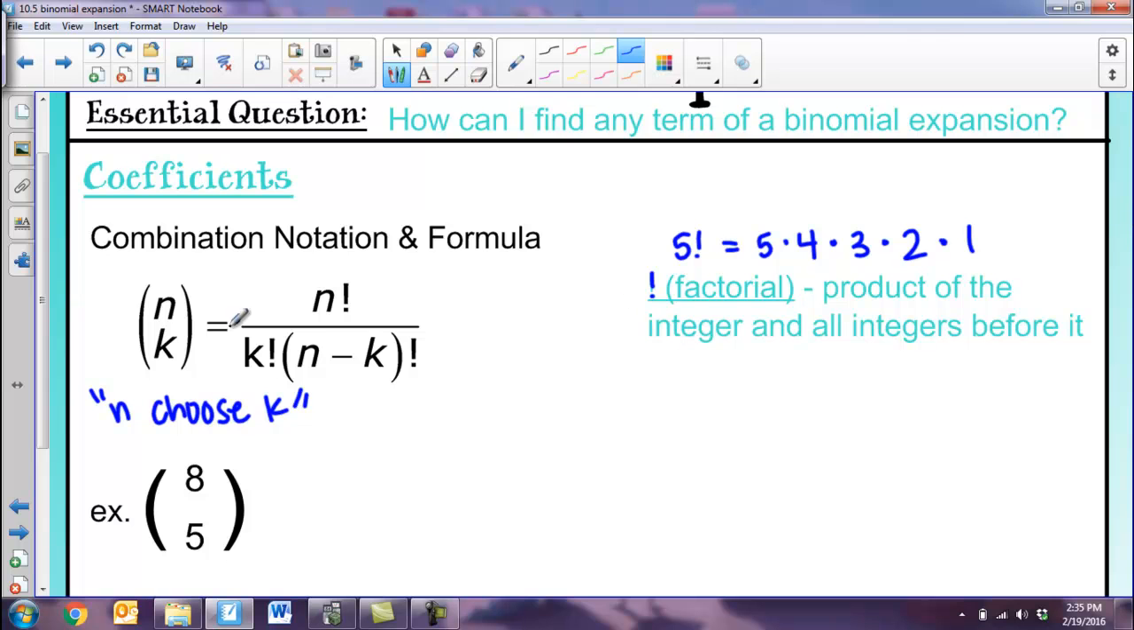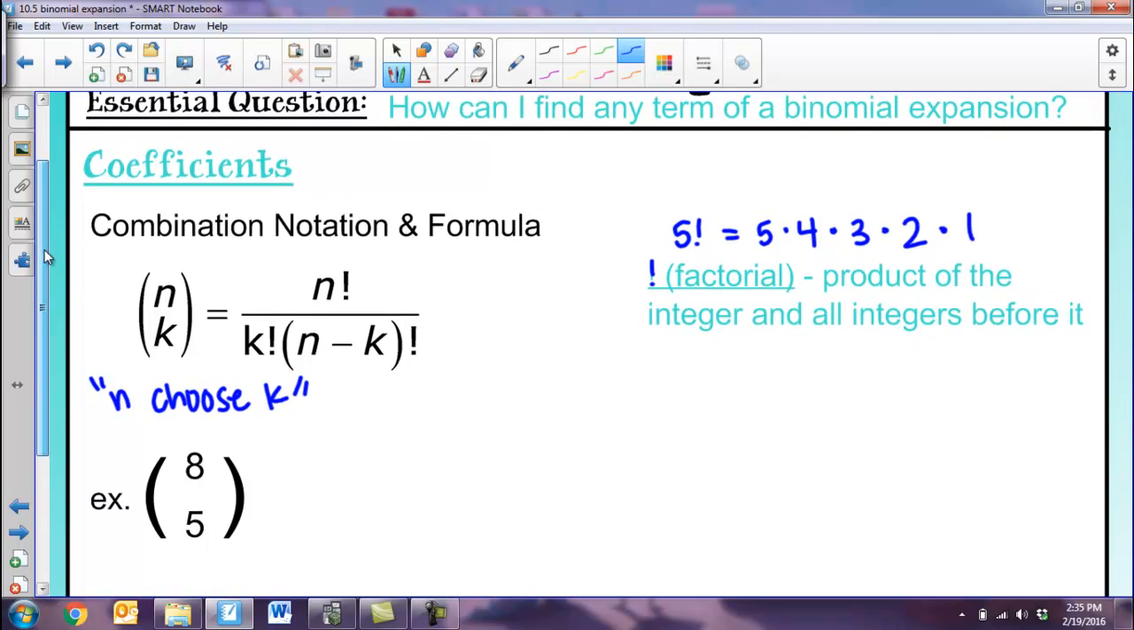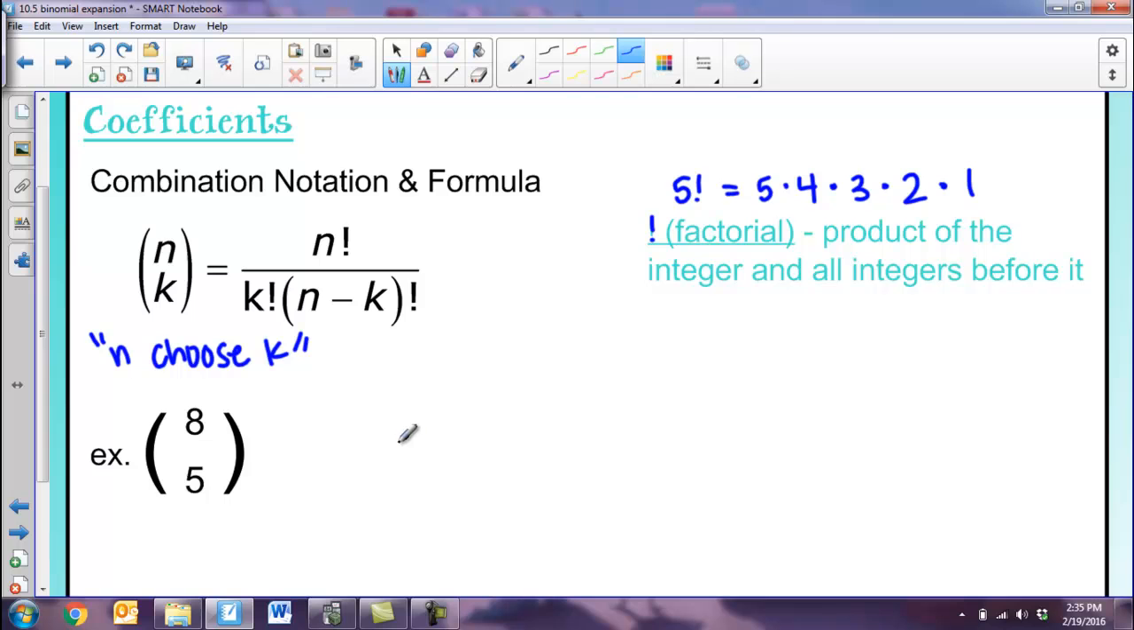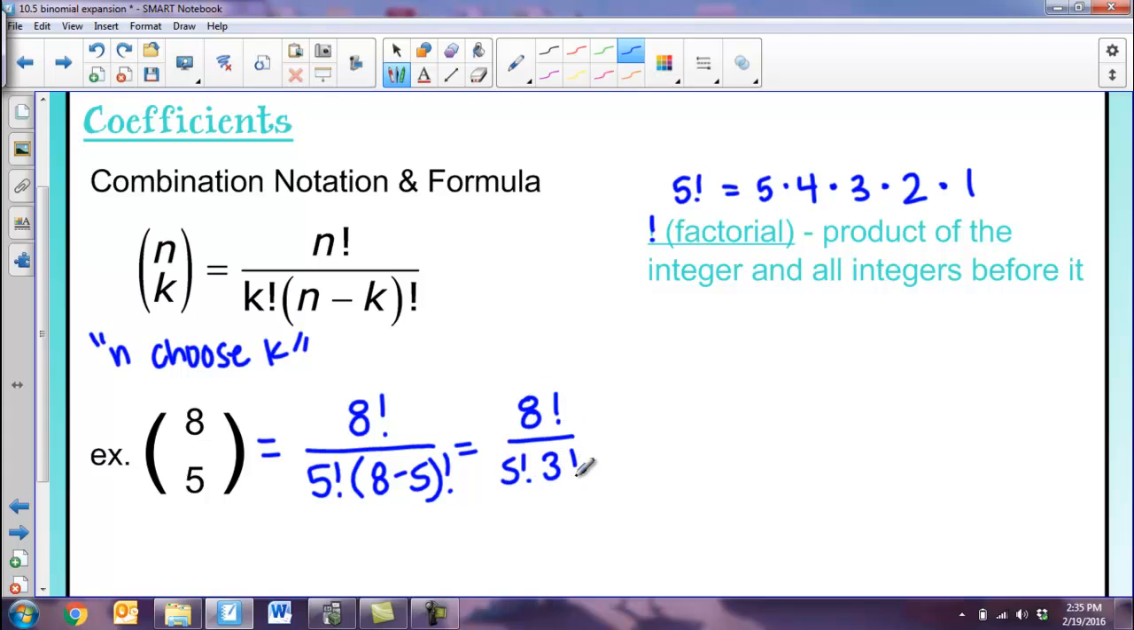Okay, so let's practice using this formula a little bit, and it's actually really interesting to see what happens when you have factorials. So here's an example problem. This is 8 choose 5. So I'm going to have 8 things, I'm choosing 5 of them. I'm just going to plug them in. So I have 8 factorial on the top, all over k factorial times 8 minus 5 factorial. And so that's going to get me 8 factorial over 5 factorial and then 3 factorial.